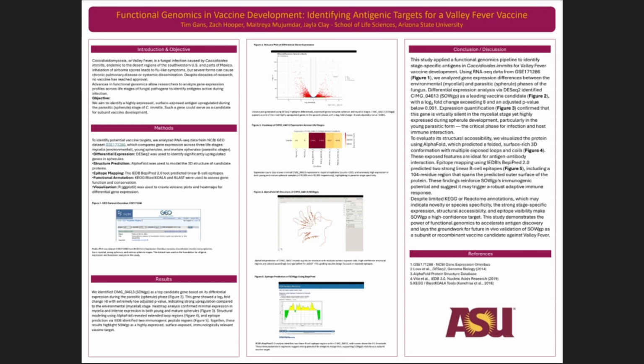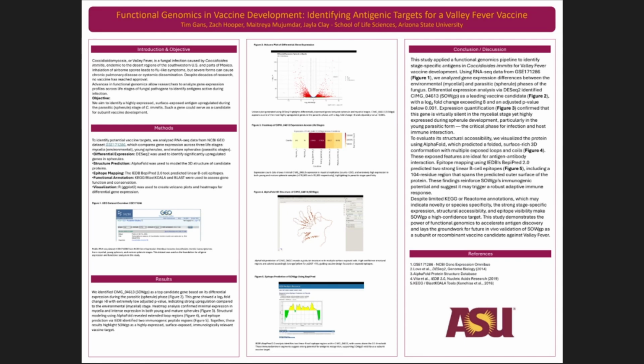Immitis has a dual life. In the environment, it grows as mycelia, but once inside a host, it transforms into spherules, large parasitic structures that produce hundreds of endospores. It's during this stage that the fungus is most dangerous and where the host immune system must respond to fight infection. That makes it a prime target for vaccine discovery.